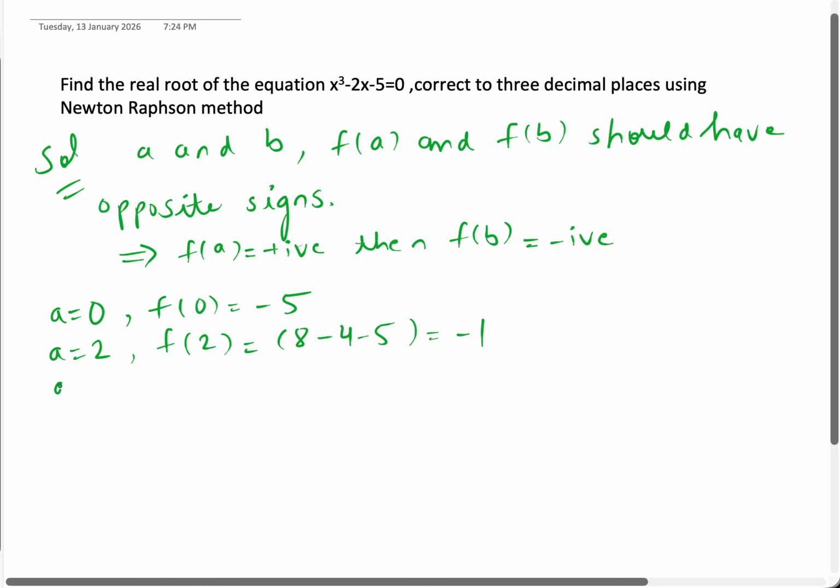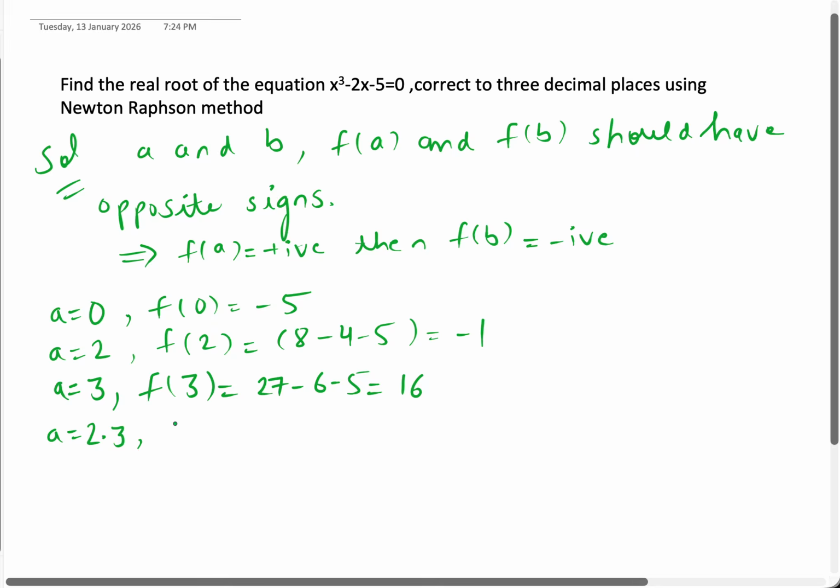If I take a equals 3, what is f of 3? 3 cubed is 27, minus 3 times 2 is 6, minus 5. It will become 16. But this is a very huge number. Let's try with a different value.